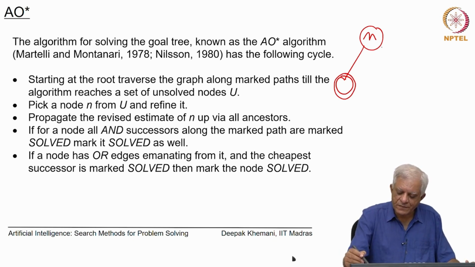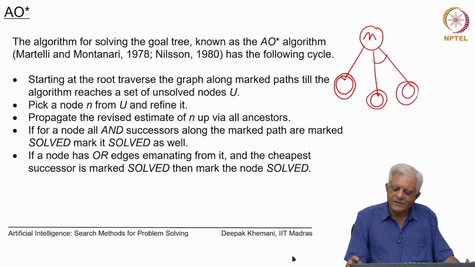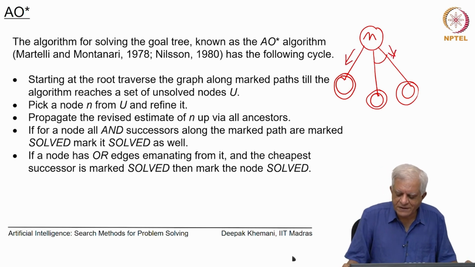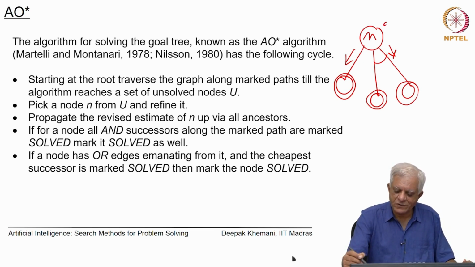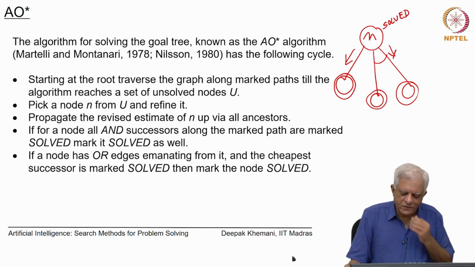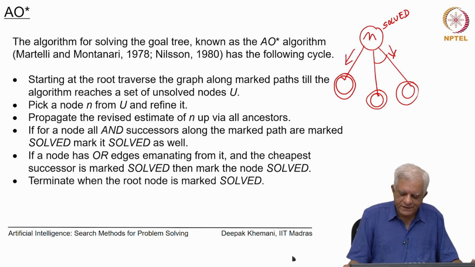Also, if it is an AND choice like this, then both its successors must be marked solved. So, in either case, if all the children along the hyper edge are solved, so there are two hyper edges, remember, one here and one here, if the best hyper edge is marked solved, then you can mark this node n as solved, which means we have a label very similar to what we had in the SSS star algorithm. And as we said, terminate when the root node is marked as solved.